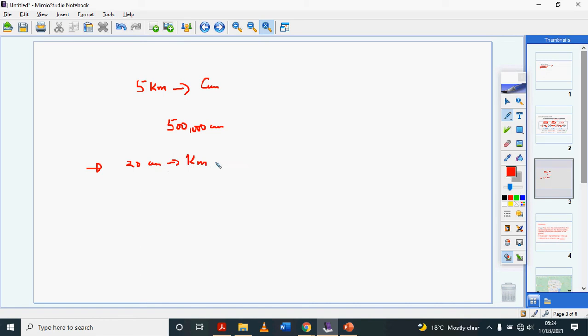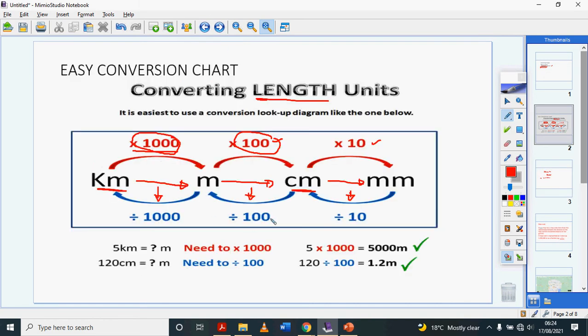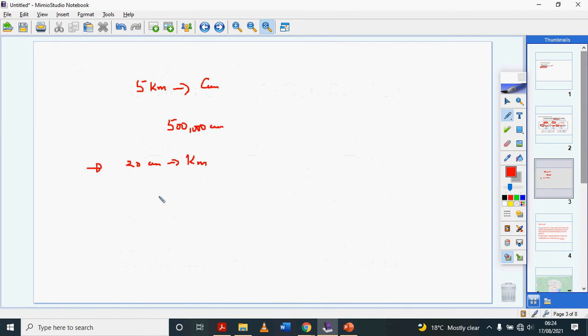Okay, what if I need to change 20 centimeters back to kilometers? What would that be? Let's go back and see. If I want to go from centimeters to kilometers, all I have to do is divide by 100 and then divide by 1,000. So I'll take this 20, divide it by 100, and divide my answer by 1,000. So it's as if I have divided the 20 by 100,000.